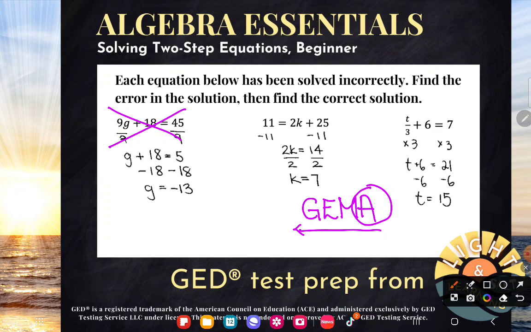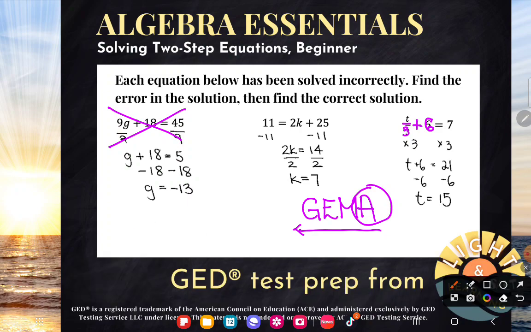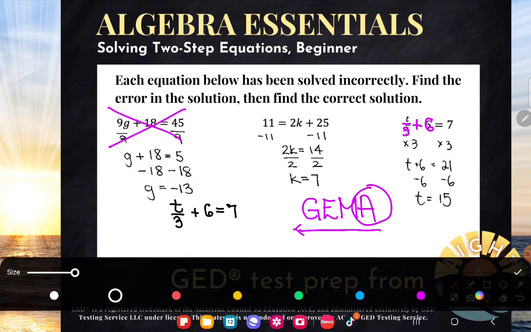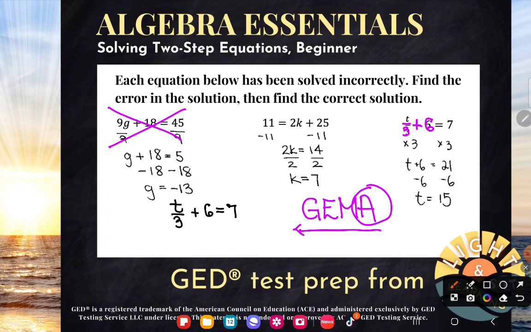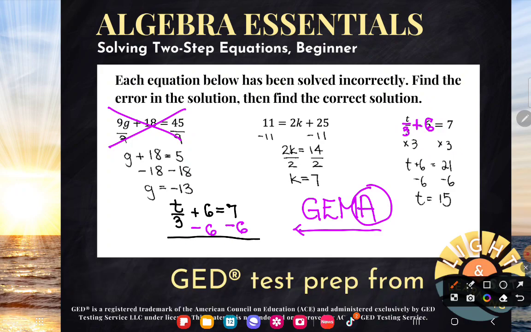And so that means let's move anything that's adding or subtracting first. Okay, so instead of getting rid of the divide by 3, can we get rid of the plus 6 first? Let's try it. Okay, so T over 3 plus 6 equals 7 was my original equation. And when solving, I will get rid of anything adding or subtracting first by using opposites. And things will get prettier, faster, and I'll make less silly errors.